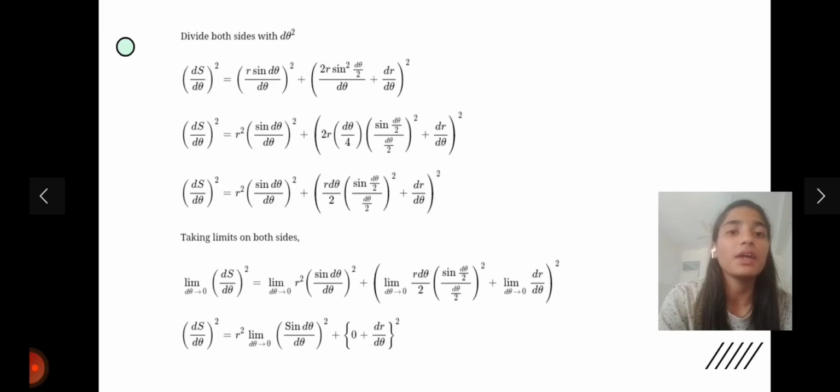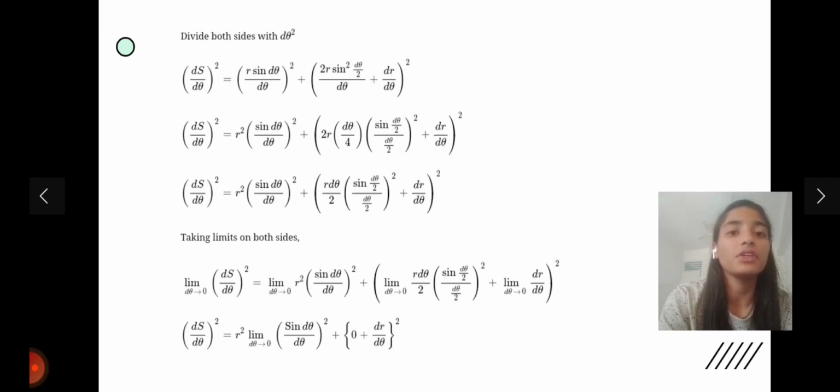Next step, ds by d theta whole square is equal to r square sin d theta by d theta whole square plus r d theta by 2 into sin d theta by 2 by d theta by 2 whole square plus dr by d theta whole square. Taking limits on both sides, as d theta tends to 0, ds by d theta whole square is equal to limit d theta tends to 0 of r square into sin d theta by d theta whole square plus limit d theta tends to 0 of r d theta by 2 into sin d theta by 2 by d theta by 2 whole square plus limit d theta tends to 0 of dr by d theta whole square.